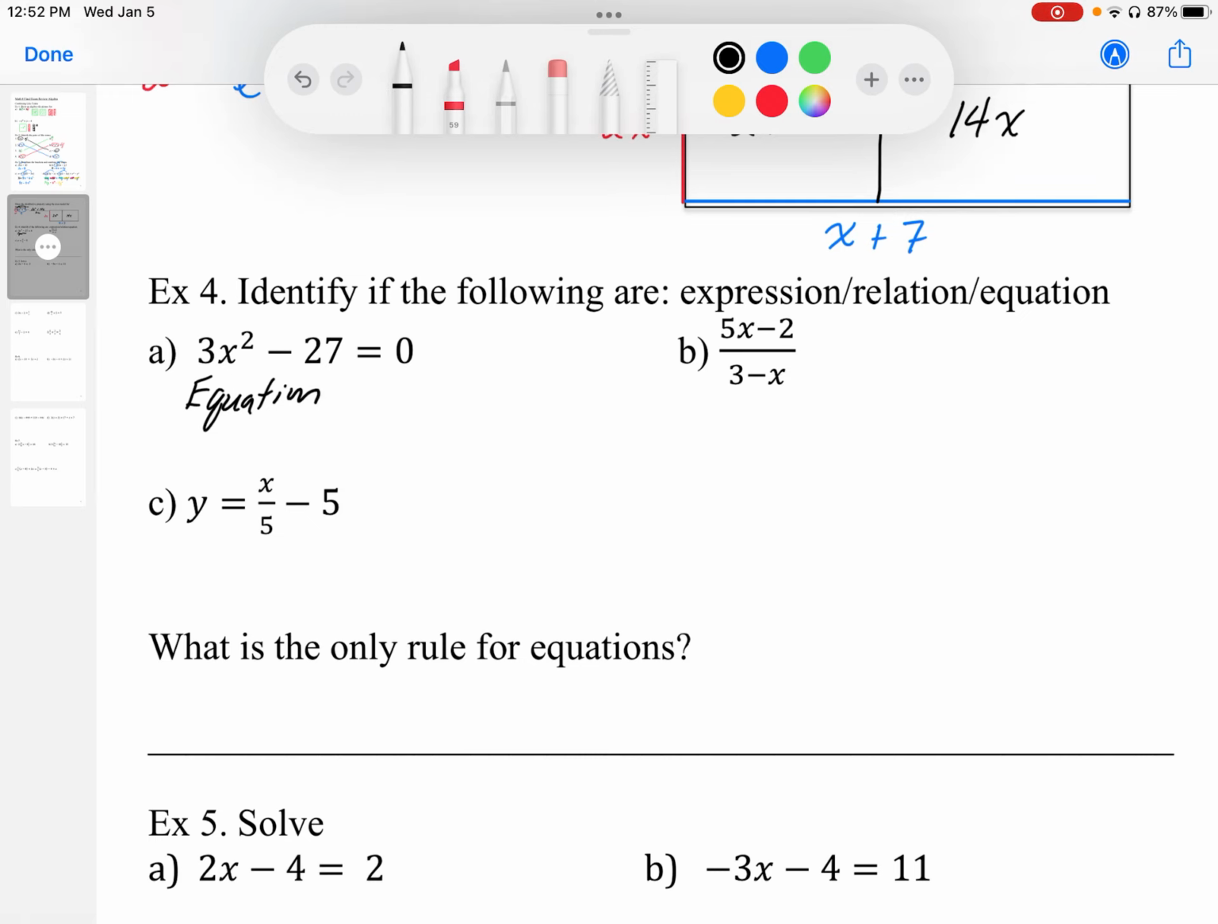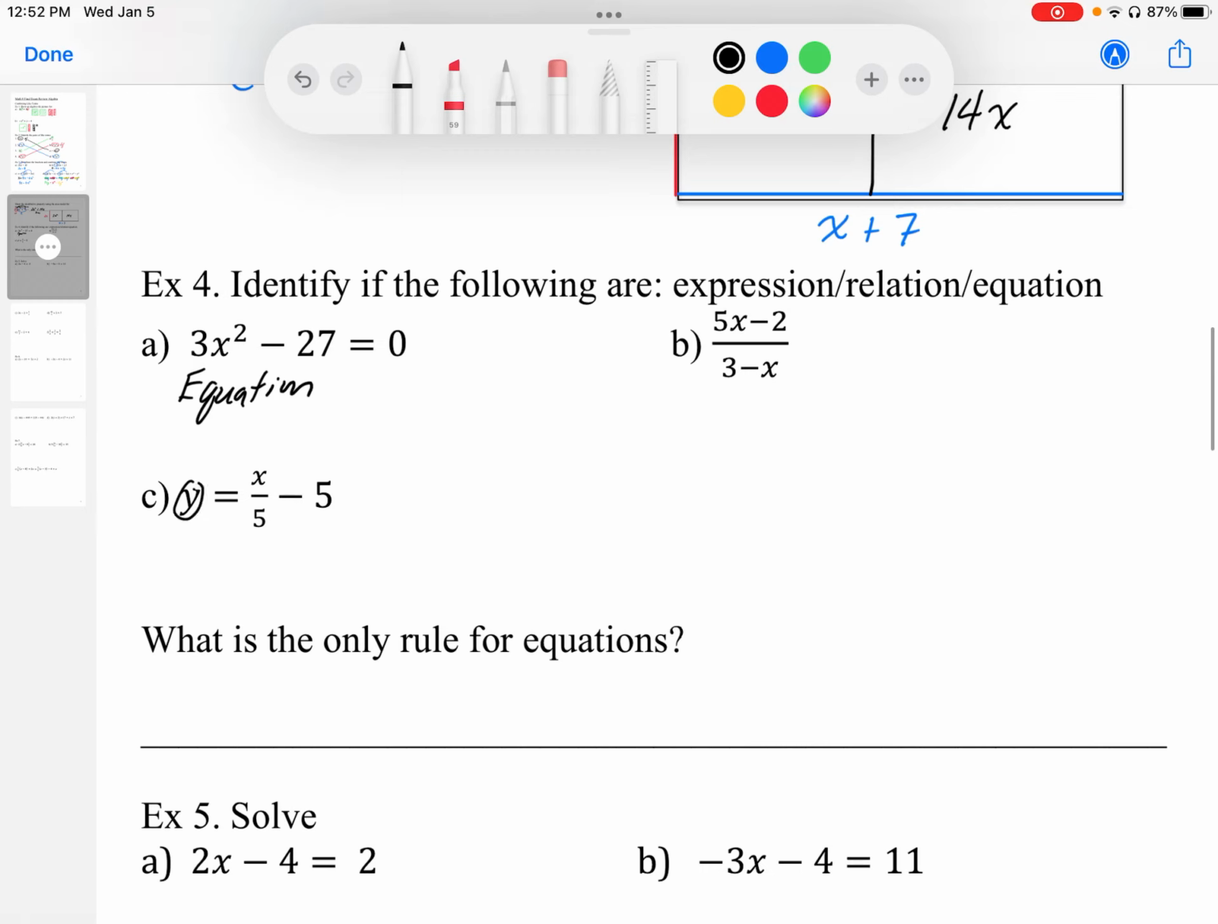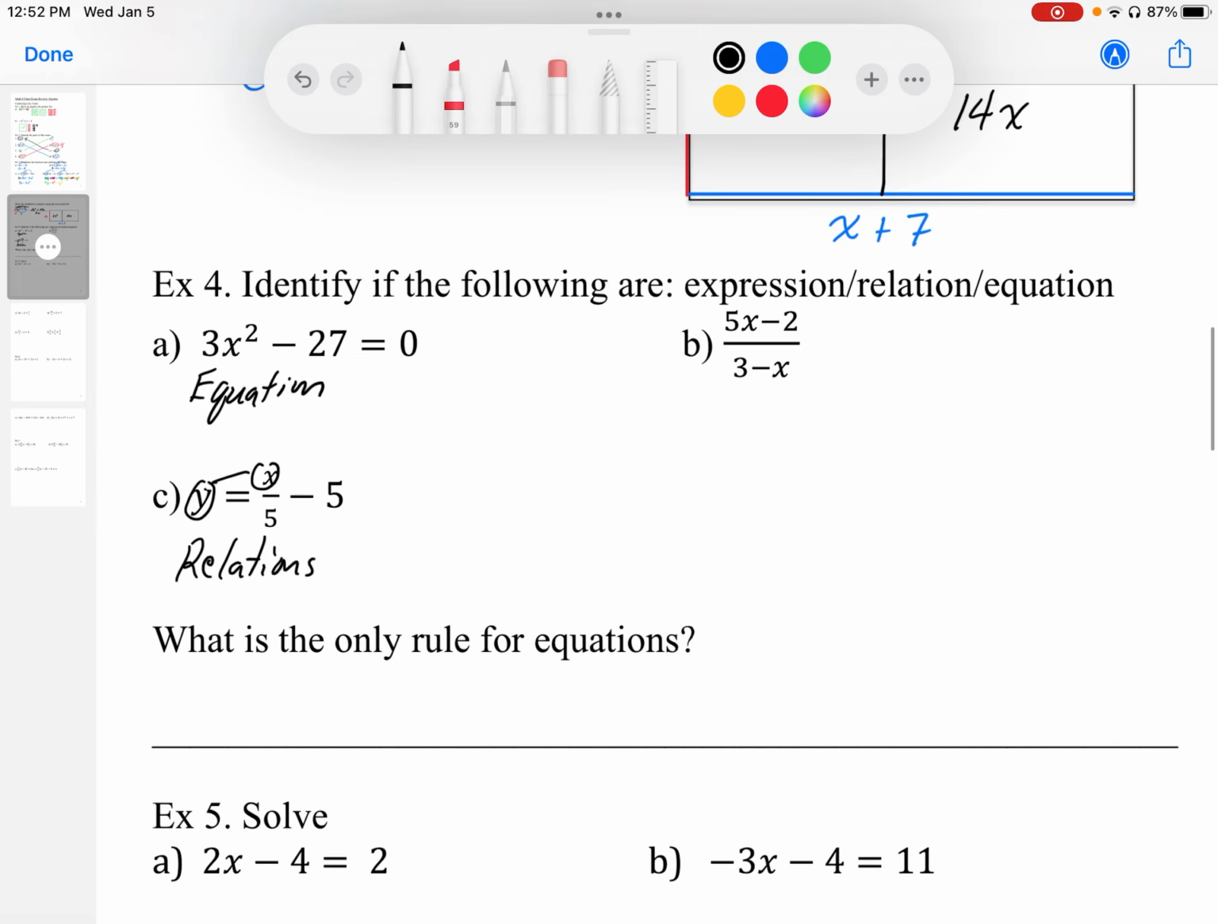Now this differs from relations in that there's an equal in relations, but there's two variables here. So these variables are connected or related to each other. So these are relations. And then an expression is just when we have x's, there's no equal, it doesn't equal anything. X here is just some variable, it can take on any value. So this happens to be just some expression. There's no equal sign. So expressions don't have equal signs.